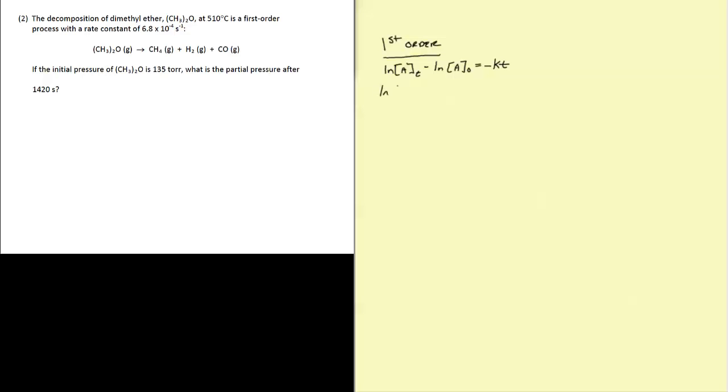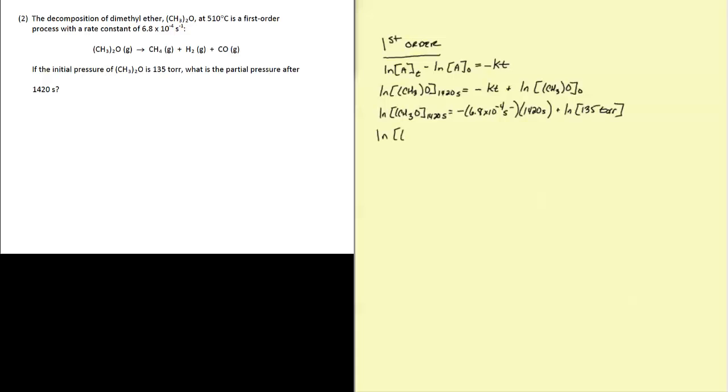Your best bet is to simply write down the formula and try to figure out what to do with it. The major difference between this question and the previous question is that it wants the answer in terms of pressure instead of concentration. That's fine. These types of problems generally do substitute pressure for concentration and vice versa. Once you rearrange the formula, you'll notice you're solving for the natural log of the pressure at 1,420 seconds.